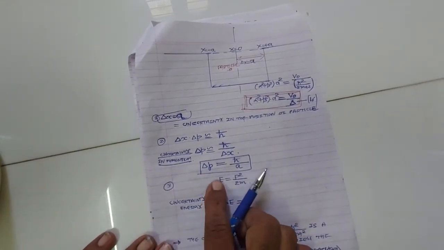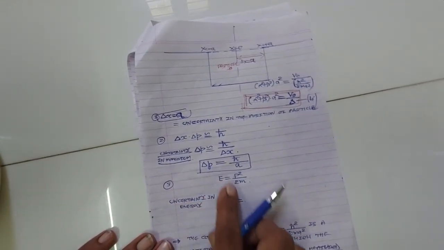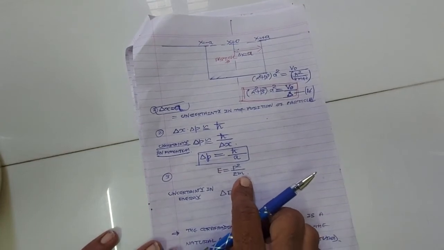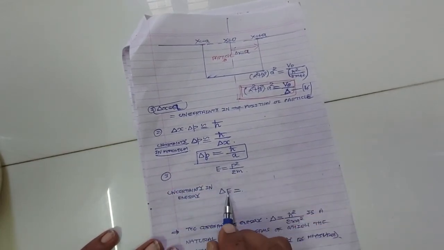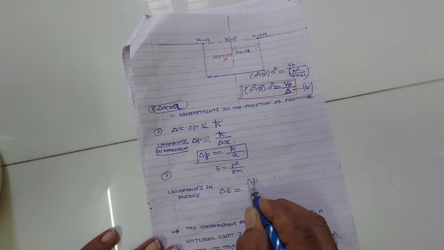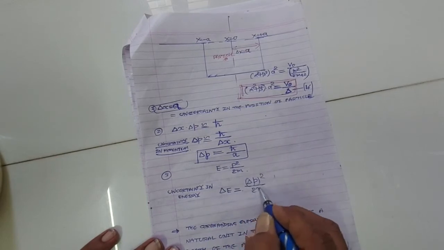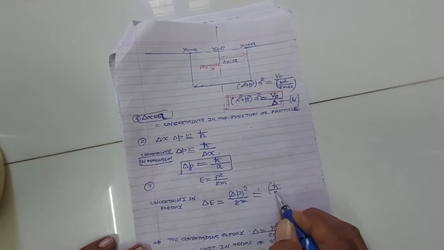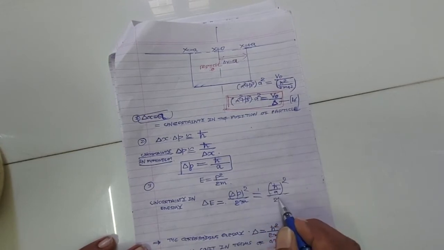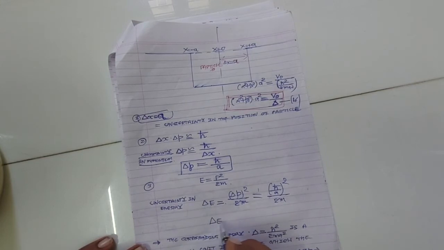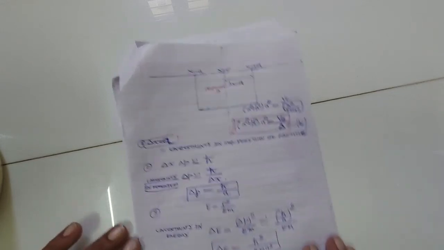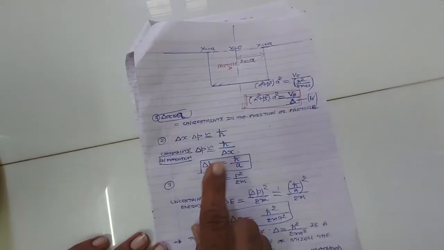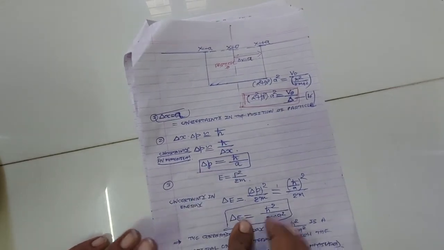And similarly, let us find out the uncertainty in the energy of the particle. What is the energy of the particle? p square upon 2m. So the uncertainty in the energy of the particle delta E is delta p square upon 2m. Now what is delta p? It is h cross upon a. So (h cross upon a) whole square upon 2m. So the uncertainty in the energy will be h cross square upon 2m a square. So I have written three uncertainties: uncertainty in position, uncertainty in momentum, and uncertainty in energy.